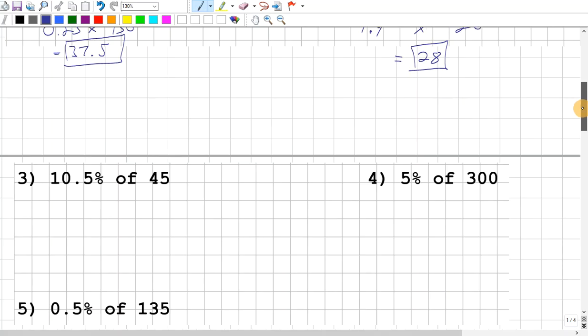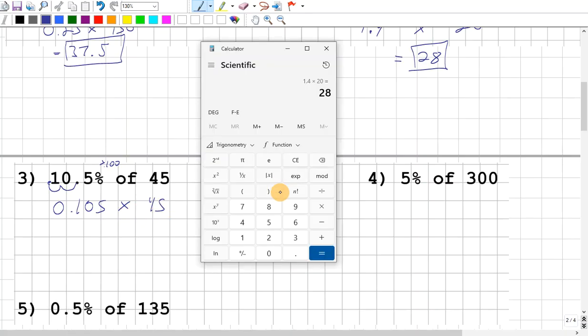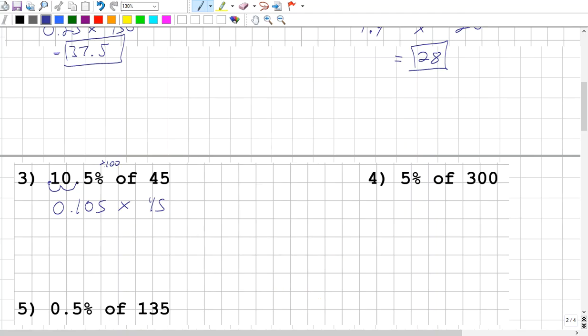A few more examples here. Okay, 10% of 45, so again, just divide by 100. I should have put that the last time. Put the decimal place, so I get 0.105. Remember, it's very important to have all the digits that are shown. "Of" means multiply, and 45. So I take 0.105 multiplied by 45, and I end up with 4.725. Don't round these ones because you don't need to, and it's nice to be very accurate.